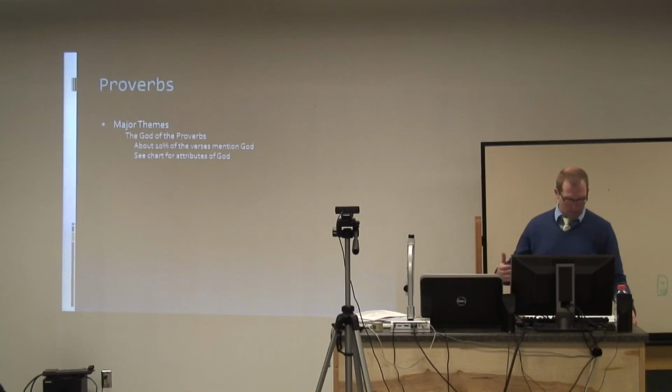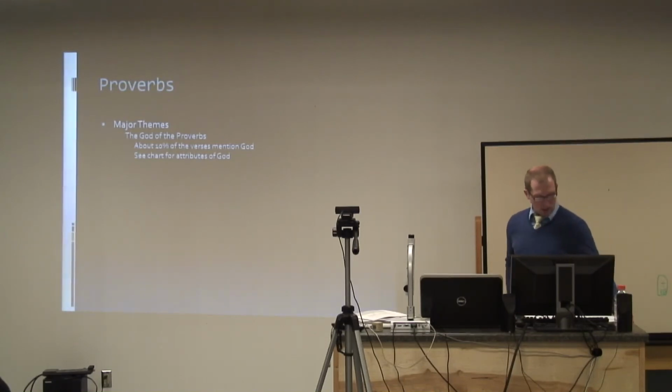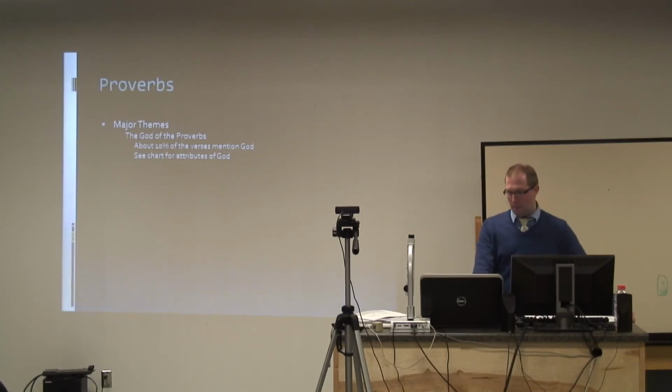He's the creator of the cosmos. He's the creator of mankind. He will avenge what's wrong. Knows man's ways. He directs history. He withholds and gives rain and plenty. He disciplines his children, answers prayer. He's merciful, wise. He delights in justice. He hates iniquity. So you see all of these things laid out in that chart, the different attributes of God that are brought to the fore.